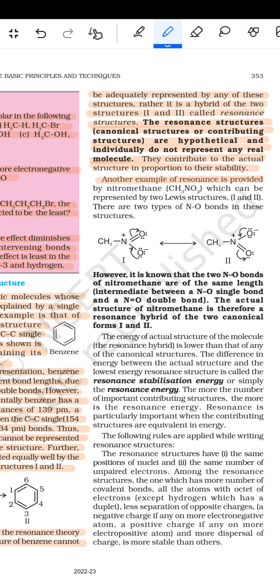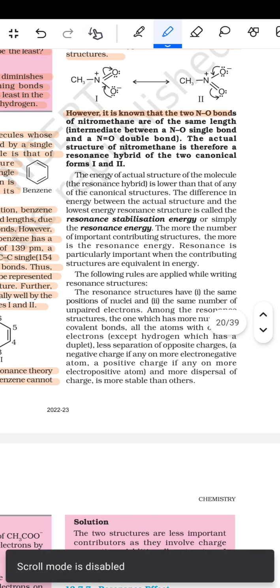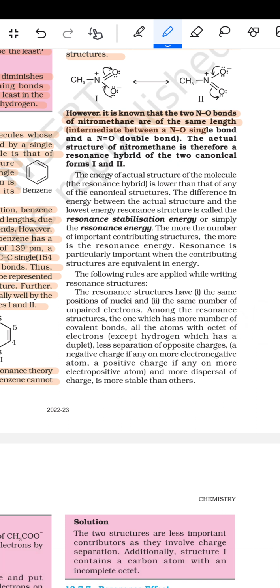Another example of resonance is provided by nitromethane, CH3NO2, which can be represented by the Lewis structures 1 and 2. There are two types of N-O bonds in these structures. However, it is known that the two N-O bonds of nitromethane are of the same length, intermediate between an N-O single bond and an N-O double bond. The actual structure of nitromethane is therefore a resonance hybrid of the two canonical forms 1 and 2.